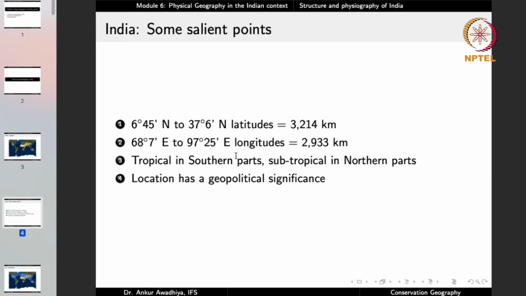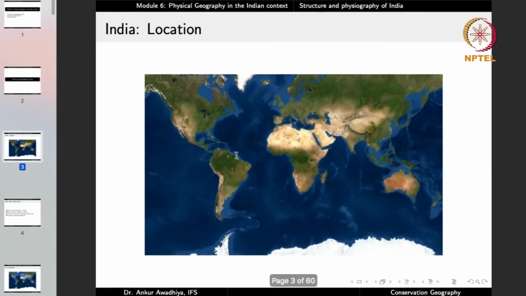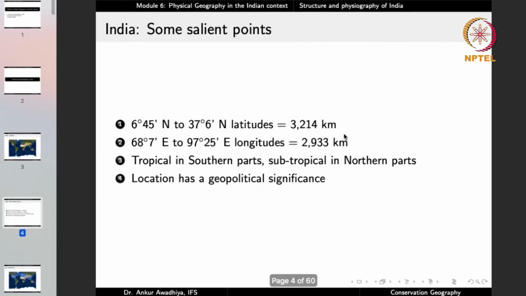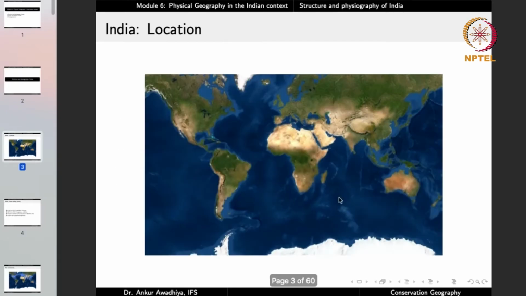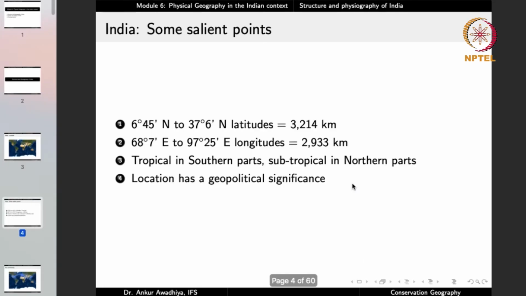The southern parts of the country are in the tropical zone. So, this portion is in the tropical zone. We have the equator that moves roughly around here. This is the tropical zone, and this portion in the north is the subtropical zone. The location has a geopolitical significance, especially because of our vantage location in the Indian Ocean.